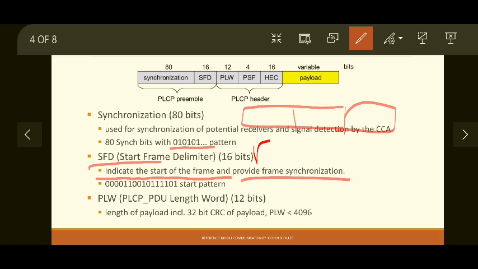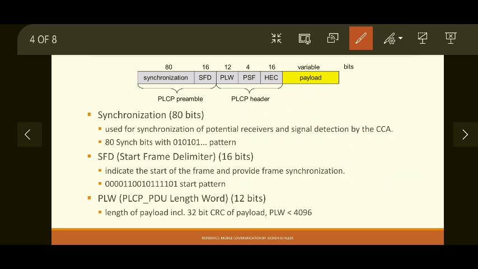All the frames are synchronized with each other using the start frame delimiter. Remember, synchronization bits are for receiver synchronization, whereas the SFD is used for frame synchronization. The first frame should be synchronized between the transmitter and the receiver.